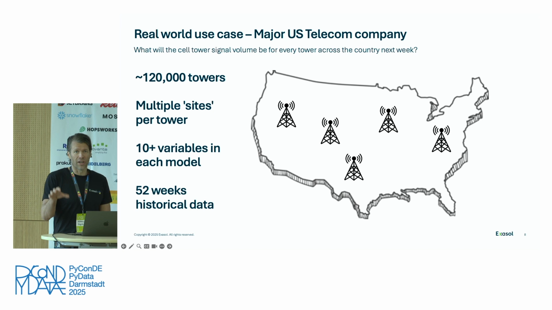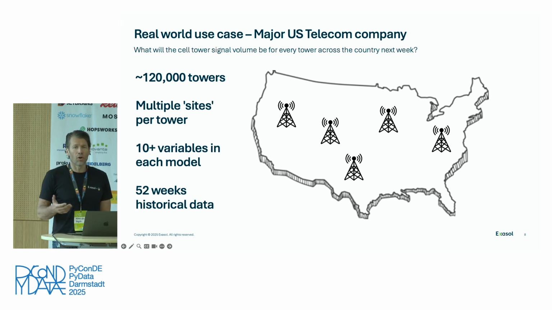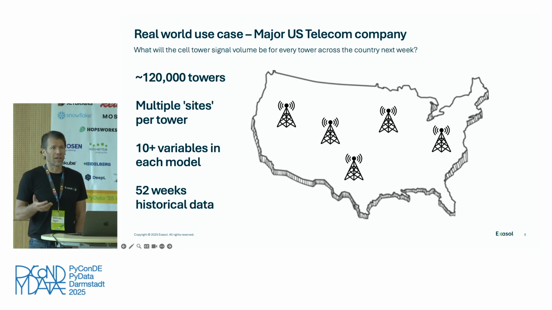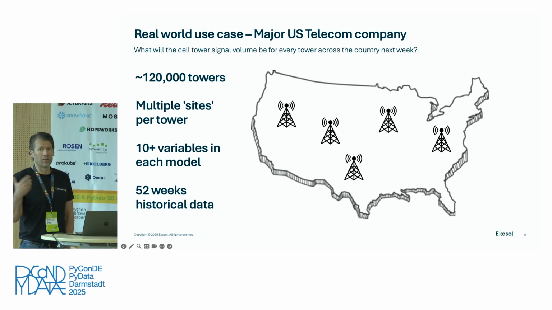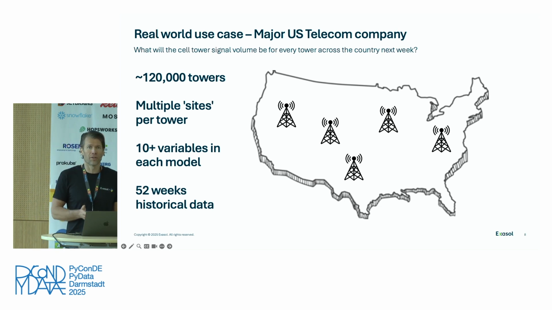Per tower there's multiple sites, which means multiple small base stations on it. And all these towers are collecting historical data on how much load there is on the tower. So basically how many people are using these towers, or how many phones are walking past, how many people are having conversations. All this data is being recorded on every single tower all the time. And they keep around 52 weeks of history of this. This is a lot of data.